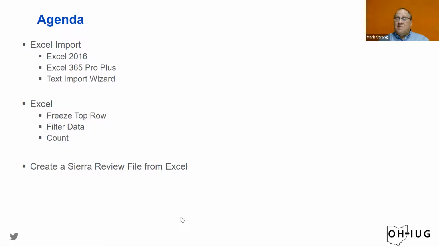We'll also cover inside of Excel itself, once you have the data out of Sierra and into Excel, how to freeze the top row, how to filter data, and how to count data. And then we will create a review file in Sierra from Excel, if you haven't seen that process before.